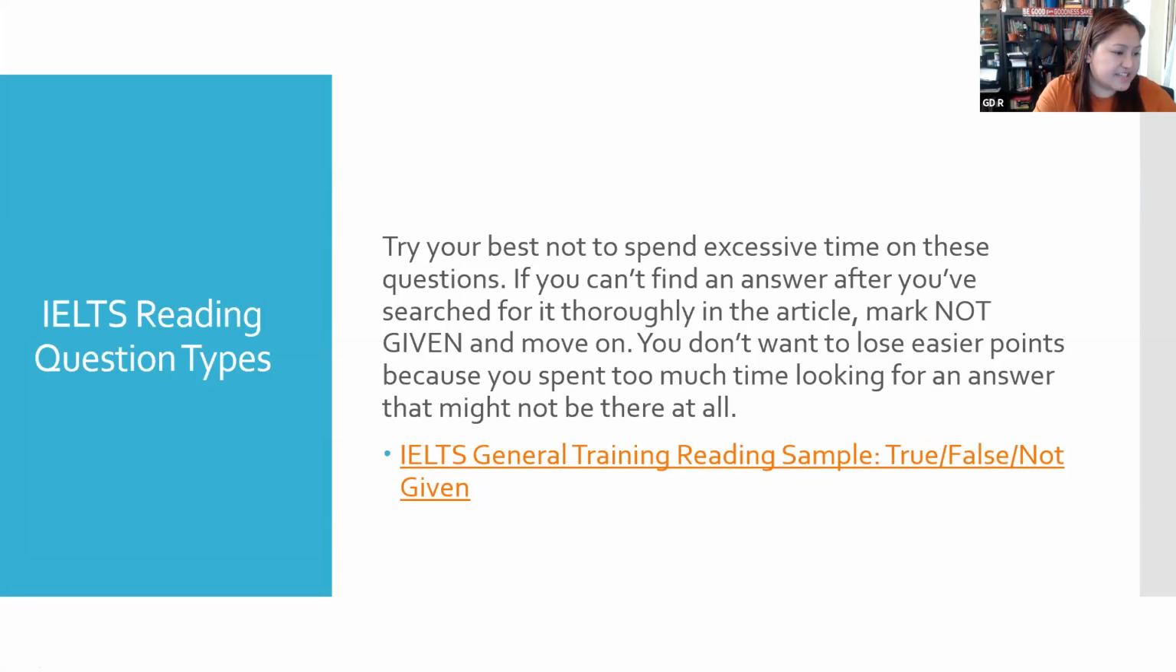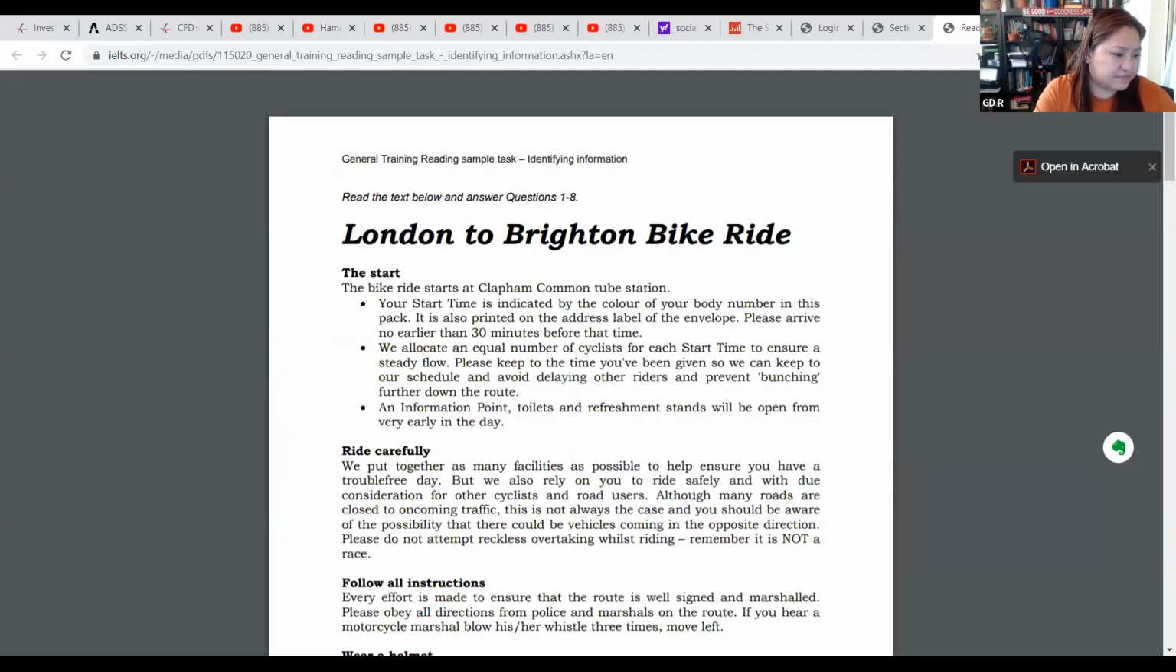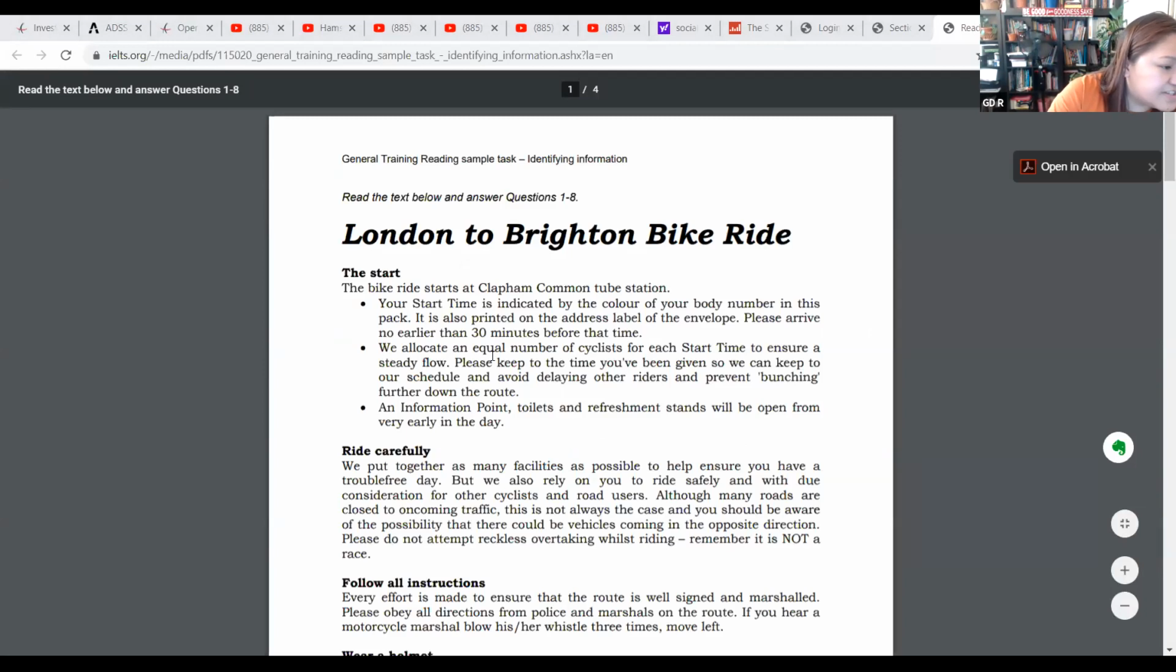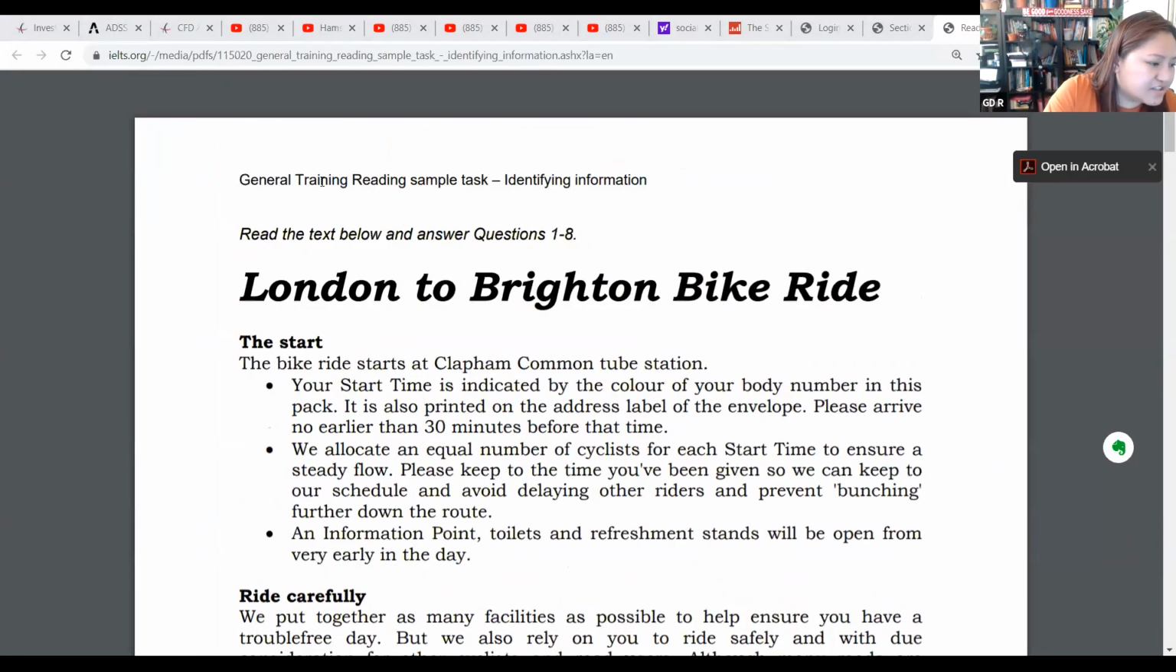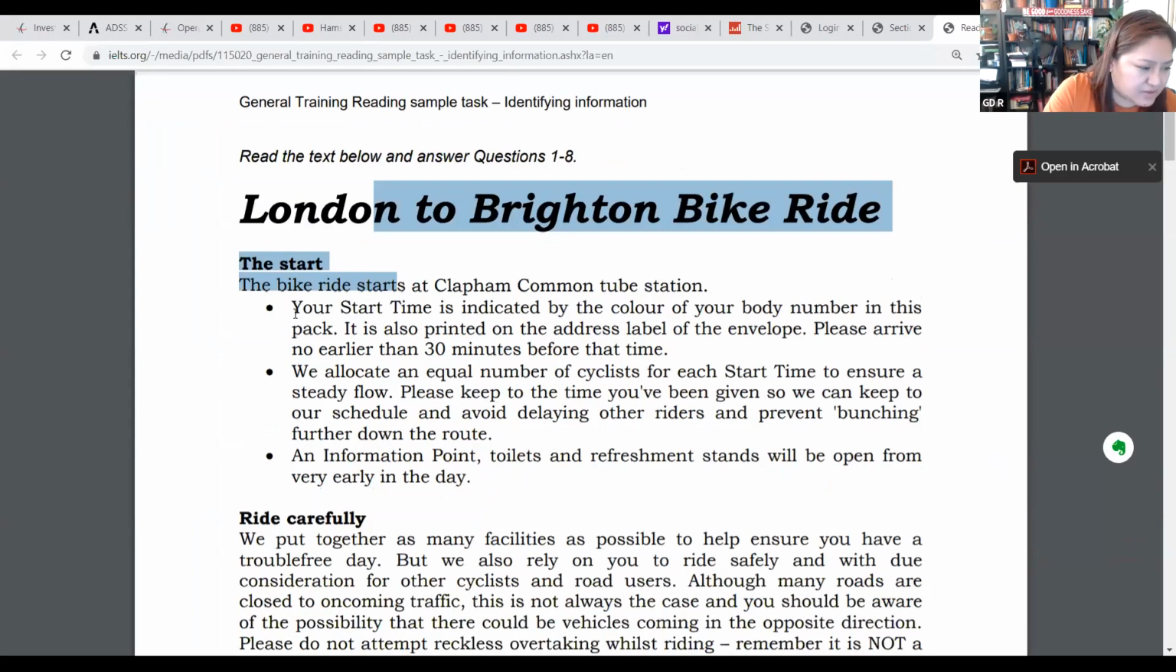So this is an example of a true or false type of question. So this is the article. It's a general training reading sample task. So read the text below and answer questions 1 to 8. So let's just browse through it.